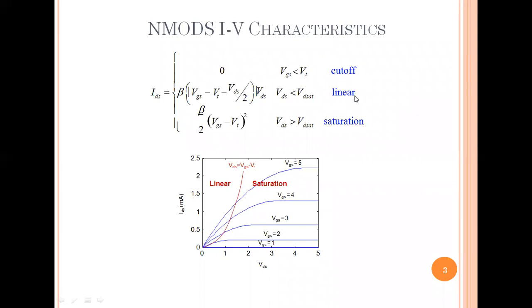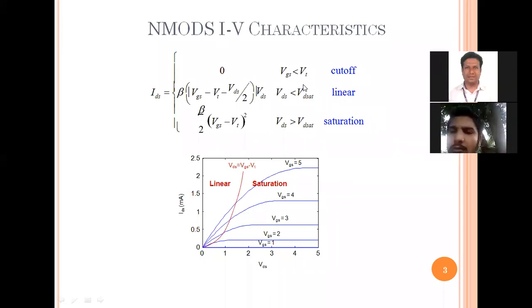In the second, that is the linear region. In the linear region, VGS is greater than VT, and if VDS is less than VDS saturation, the drive voltage, the device is in the linear region. In the linear region we get the drain current as this equation: beta times the bracket (VGS minus VT minus VDS upon 2), multiplied by VDS. So this is the equation for the drain current in the linear region.